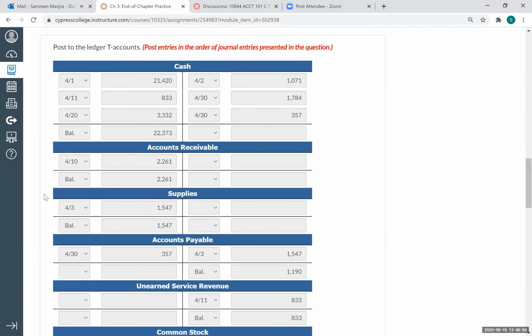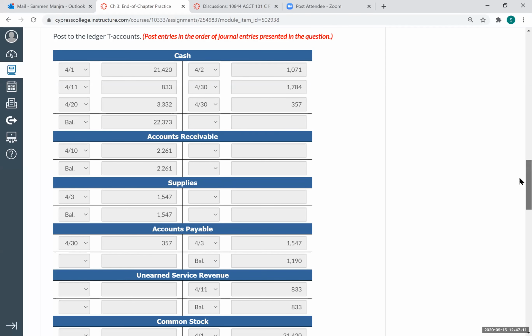Next, we will be posting those journal entries to the ledger T accounts. For each of the accounts that are being impacted in those journal entries, we would include the debit amount on the left side of the T account and the credit amount on the right side of the T account. And our main purpose here is to have a running balance of all of the transactions that impact each individual account in order to come up with our ending balance at the end of the reporting period.